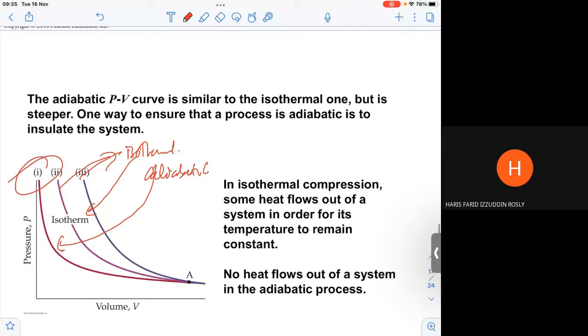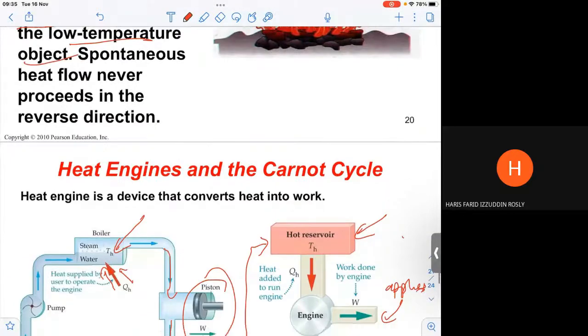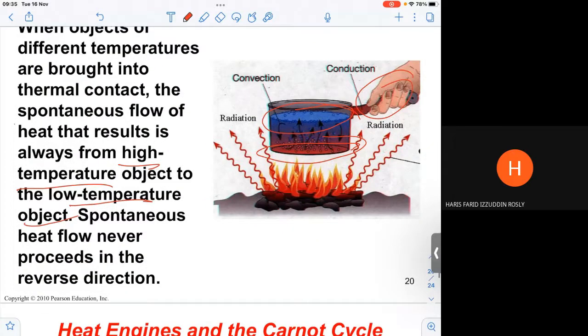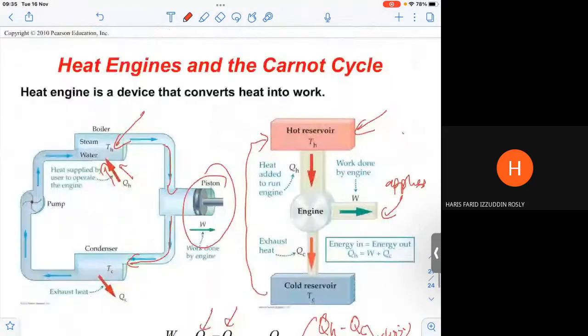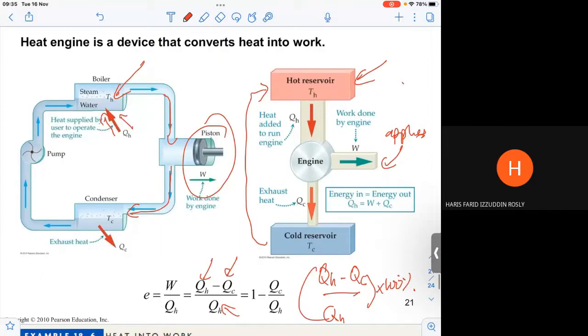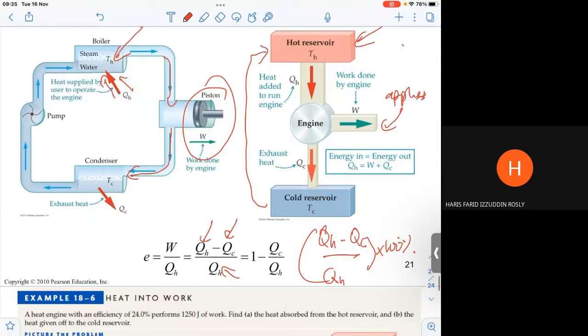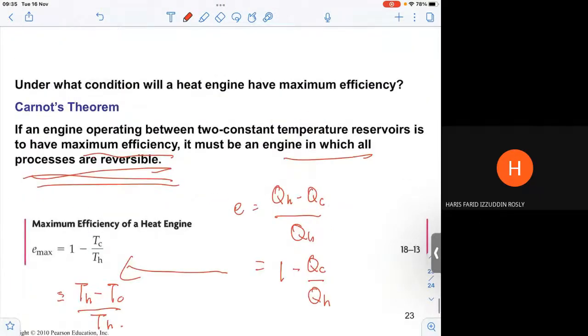And then we go to the second law of thermodynamics, and we talk about spontaneous heat flow from high temperature to low temperature. That should conclude the second law of thermodynamics. From that, we learned about heat engines and the Carnot cycle, which talk about efficiency, the efficiency of the work done and the heat itself, through this equation and also these equations.